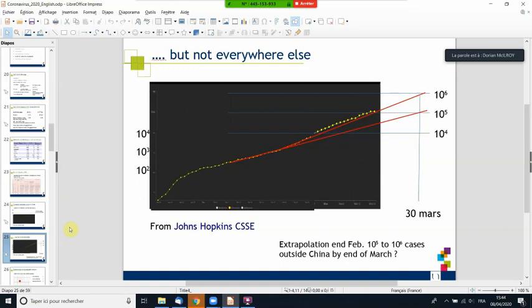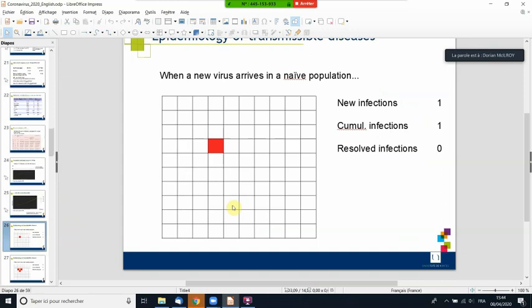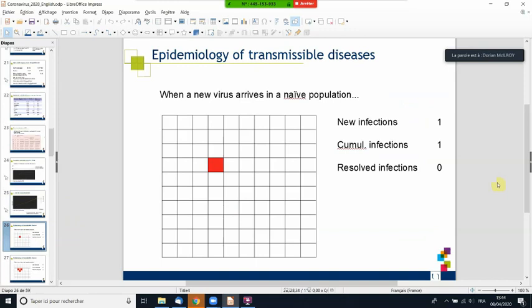So now I'm going to talk a little bit about the epidemiology of transmissible diseases and this number R0 that you might have heard about, because this SARS-CoV-2 is a new virus. It's not a virus that has circulated in the human population ever before. And so it started off with one person getting infected. And when this happens, you have a new virus that arrives in a naive population. Nobody in the population has any immunity to this virus.